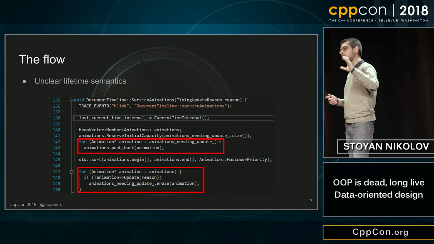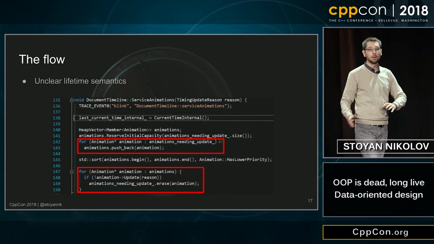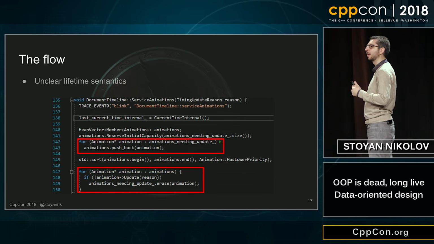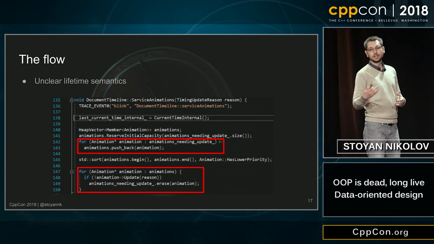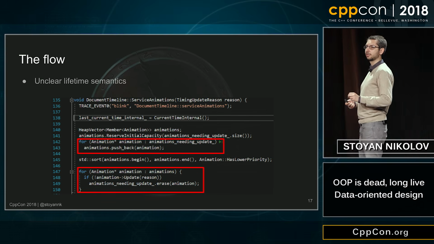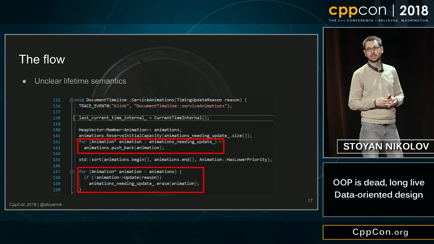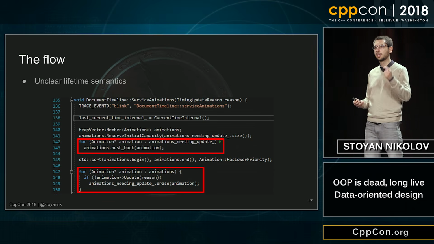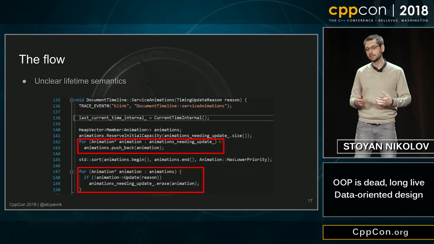They are not walking over the animations needing update vector. They are copying all the pointers and iterating over another temporary vector. The reason for that is that in this call stack, but also probably in other call stacks, they're deleting from the original vector. So we have some unclear lifetime semantics. It's very difficult for us now to know when those animations get created and, most importantly, when they get deleted. If they're writing this code, there's a reason for that.